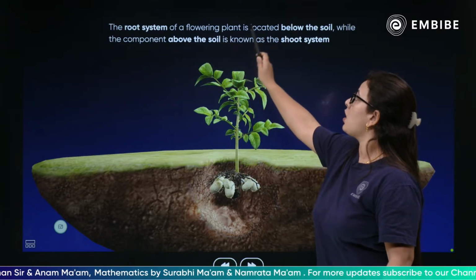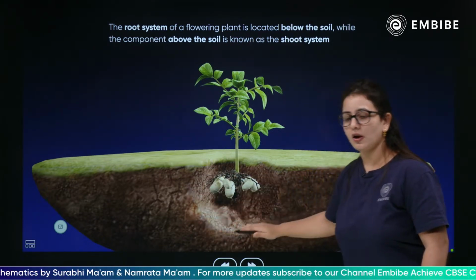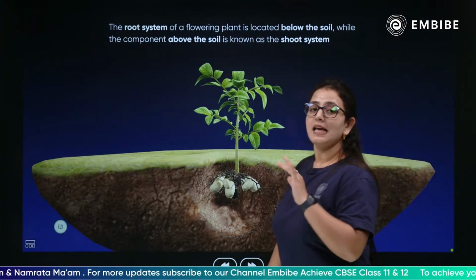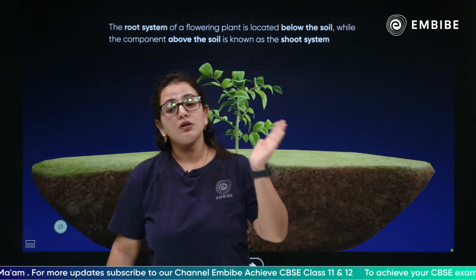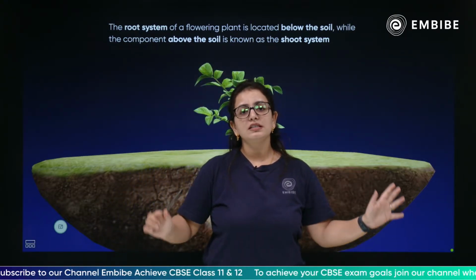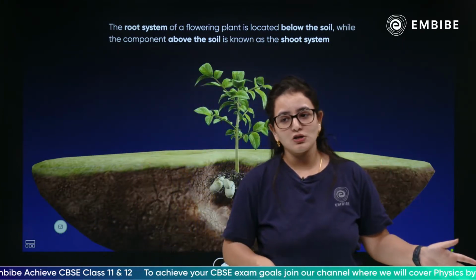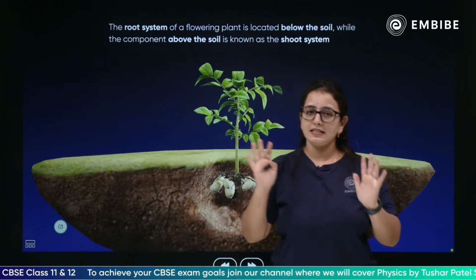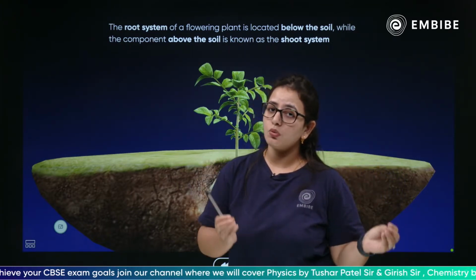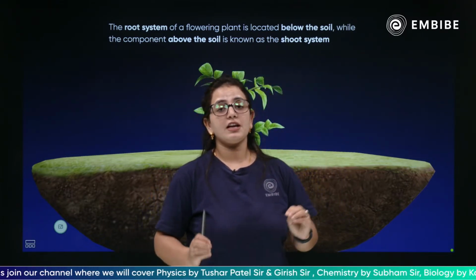The root system of a flowering plant is located below the soil, the part which is under the soil, and the part which is above the soil is called the shoot system. We are going to also talk about the modifications of the roots and shoots. So don't say, ma'am, roots are present above the soil also, and shoots are present below the soil also. Yes, but there are certain modifications present in the roots and the shoot as well. We are going to discuss that modification, of course.